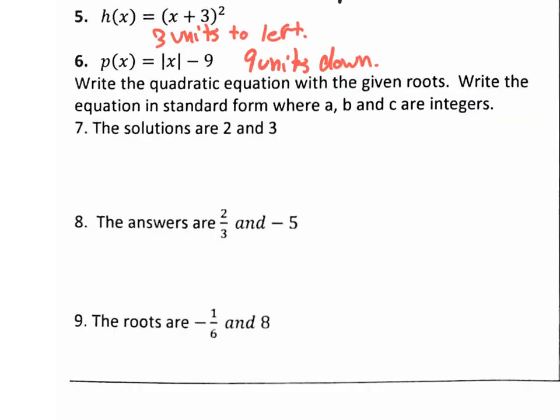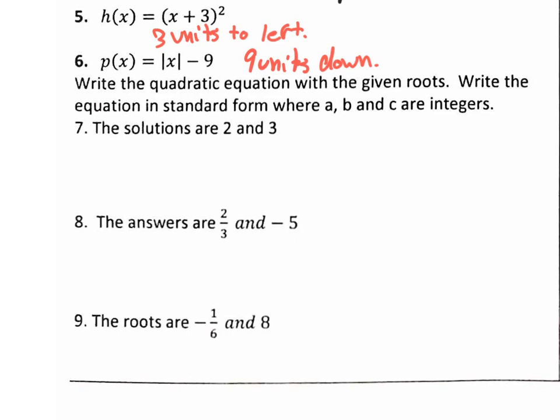This next set of questions is pretty awesome. I like them. It says, write the quadratic equation with the given roots. What are roots? Roots are answers. So they're telling you, hey, the solutions are 2 and 3. The answers are 2/3 and negative 5. The roots are negative 1, 6, and 8. Remember, solutions, answers, roots, x-intercepts all mean the same thing. Anyway, and they want you to write the equation in standard form where a, b, and c are integers.